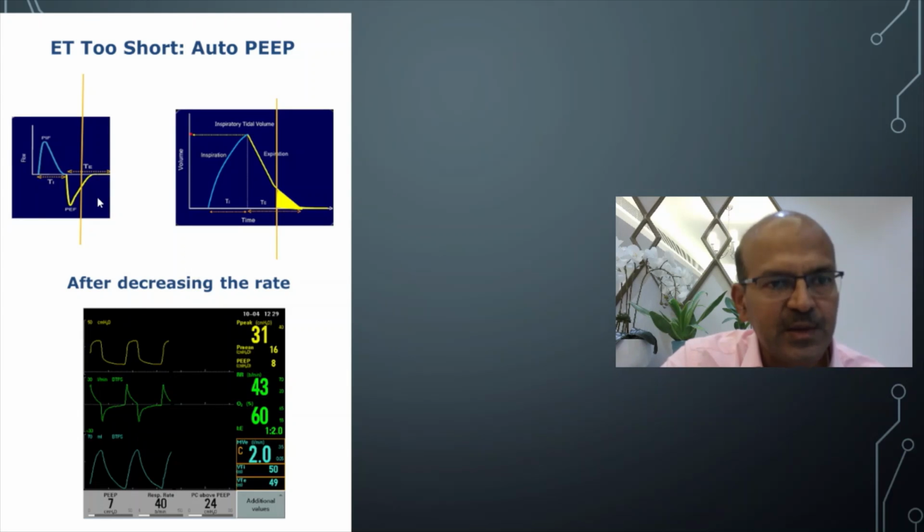And in this case, you can see that the expiration is getting short. If the rate is too high, you may have fluid in the circuit. Again, we discussed auto triggering, where the expiration cuts off quickly and the flow is not coming back to the baseline. In these cases, you increase the respiratory response, and the improvement happens in the flow pattern.